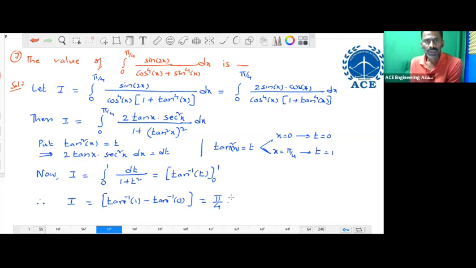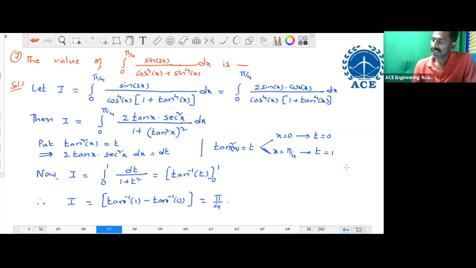So these are the problems on definite integrals. So with this problem, the problems on definite integral are completed. So this definite integral topic is completed. Next, it's continuation. After this topic, next continuation topic is improper integrals. So we start the next topic, improper integrals.